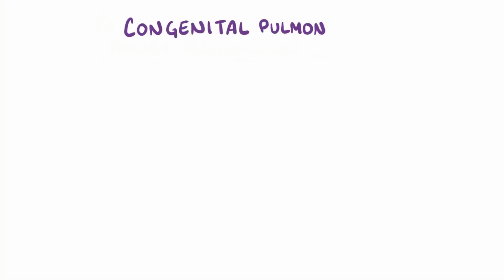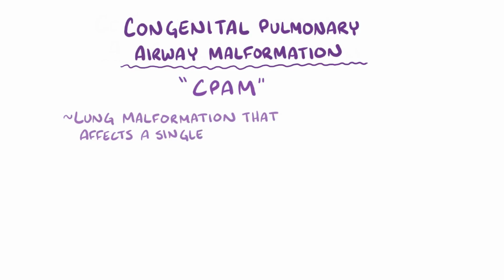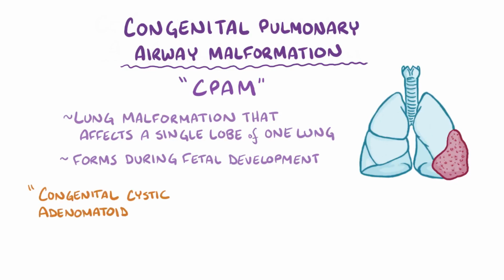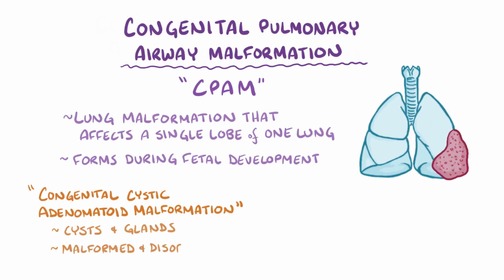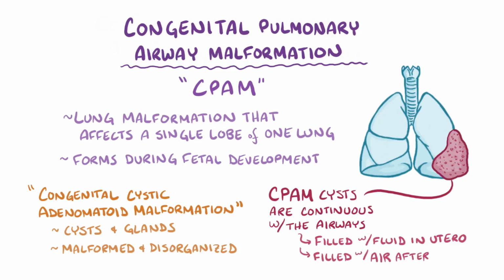A congenital pulmonary airway malformation, abbreviated CPAM, is a lung malformation that usually affects a single lobe of one of the lungs and forms during fetal development. The old name for CPAMs was congenital cystic adenomatoid malformation because they have both cysts and glands in them, but are terribly malformed and disorganized. CPAM cysts are continuous with the airways, so they're filled with fluid in utero and become filled with air after birth.